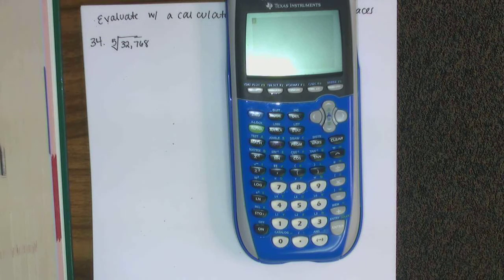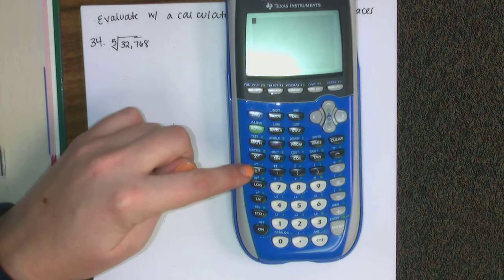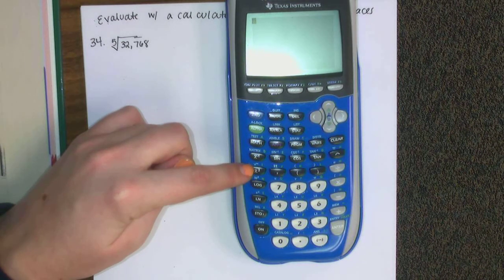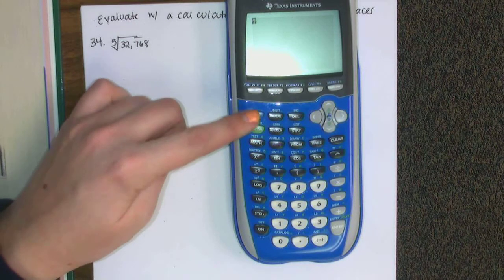Looks a little better, I think. So, with our calculator, you have a couple options. Normally when we're doing this, our square root button is right here above our x squared. But we don't just need the square root. We need the fifth root, so we don't use that button. We're going to hit second, and then the math button.